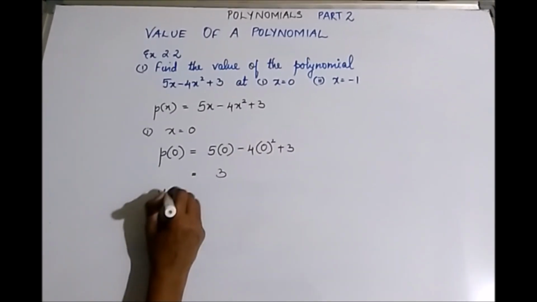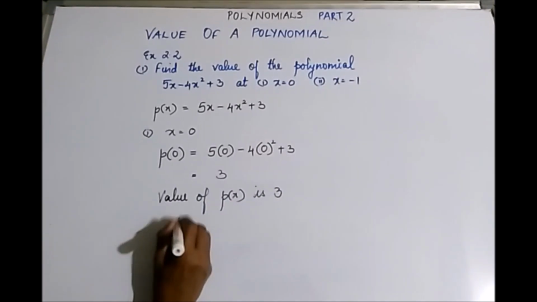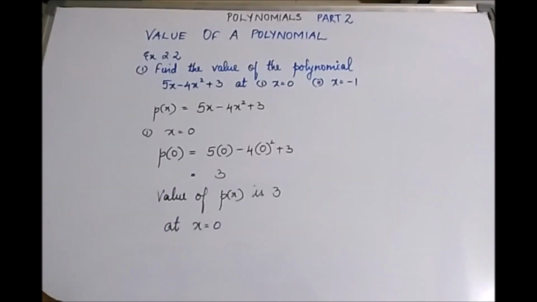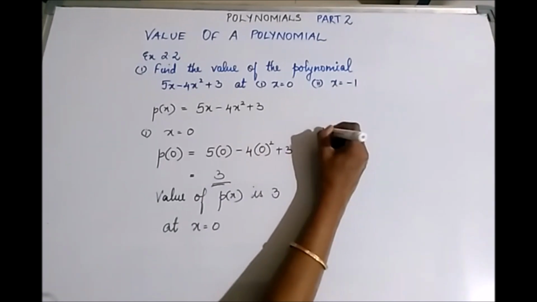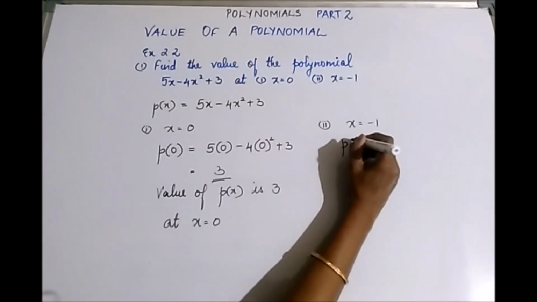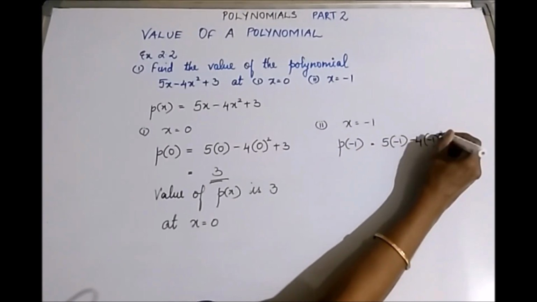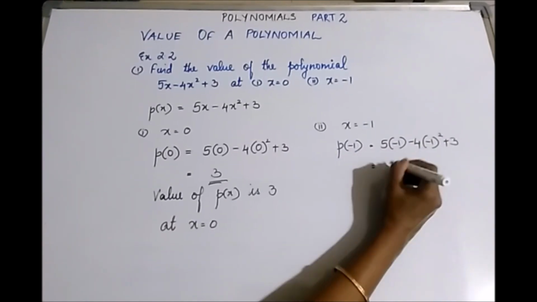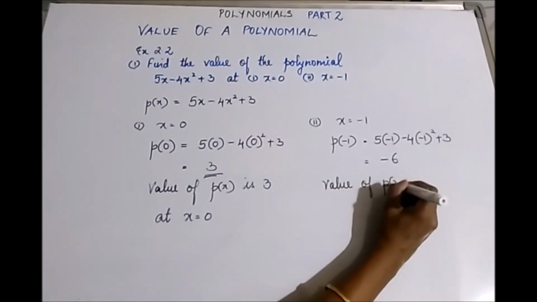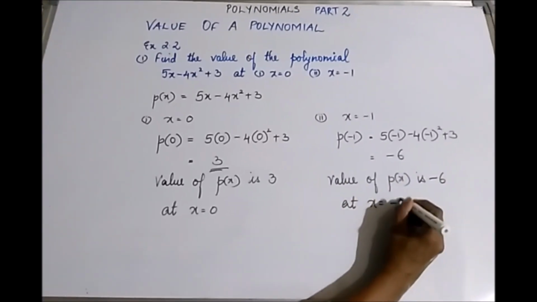Now how do we read this? Value of p of x is 3 at x equal to 0. That is, when in place of x you write 0, we get the value of the polynomial equal to 3. Second, it is given to us x equal to minus 1. In place of x, we write minus 1. That is 5 into minus 1 minus 4 into minus 1 the whole square plus 3. The answer is equal to minus 6. How do we read this? Value of p of x, the polynomial, is minus 6 at x equal to minus 1.